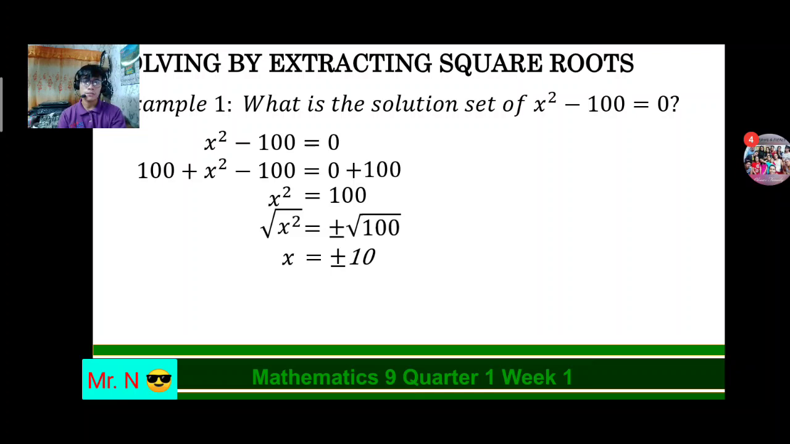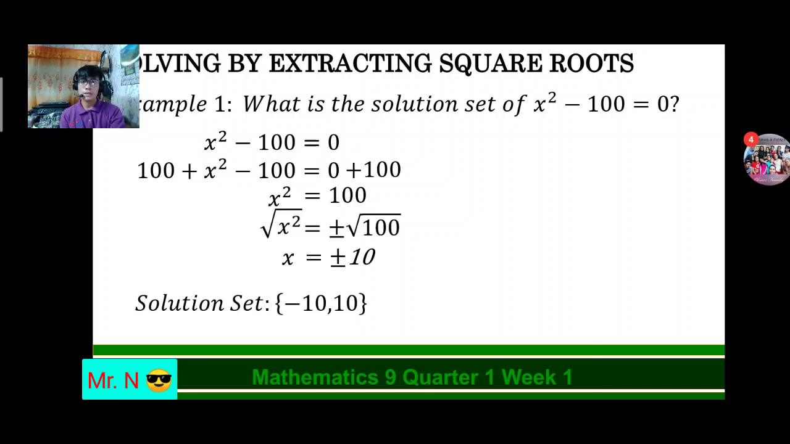So, kung makikita nyo, dalawa yung roots natin. Isang negative at saka isang positive. Yan yung ibig sabihin ng degree 2 or second degree equation. Ibig sabihin ng quadratic equation ay may two roots. So in this given equation, quadratic equation sa example number 1 natin, it has two roots, the negative 10 and the positive 10. So we have now the solution set, negative 10 and 10.